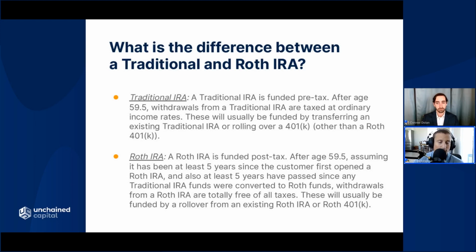A Roth IRA, on the other hand, is funded post-tax. So after age 59 and a half, assuming it's been at least 5 years since you first opened any Roth IRA, and also 5 years have passed since any traditional IRA funds were converted to Roth funds, all your withdrawals from that Roth IRA are going to be totally free of all taxes. These Roth IRAs usually get funded by a rollover from an existing Roth IRA or from a Roth subaccount within your workplace retirement plan, sometimes what would be colloquially called a Roth 401k.